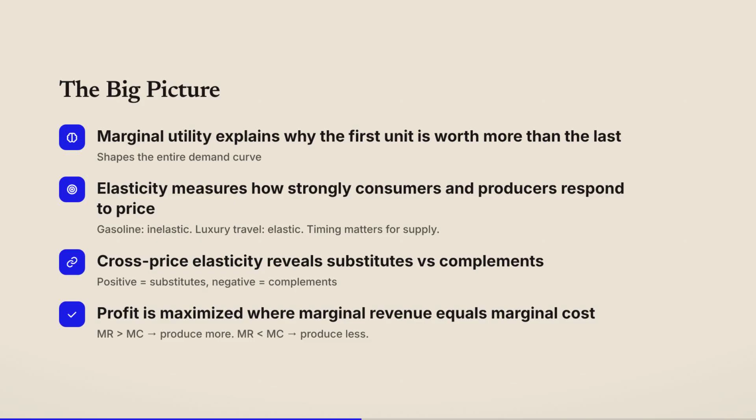On the production side, fixed and variable costs combine into the cost structure that every firm manages. Diminishing marginal product explains why costs eventually rise. And the profit maximizing rule, produce where marginal revenue equals marginal cost, gives managers a clear decision framework. Finally, supply elasticity reminds us that responsiveness depends on time. What looks inelastic today may become elastic tomorrow.